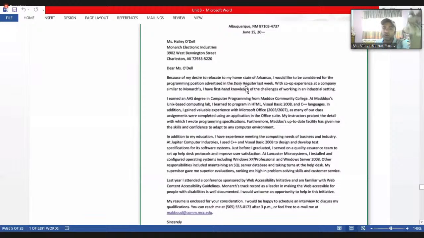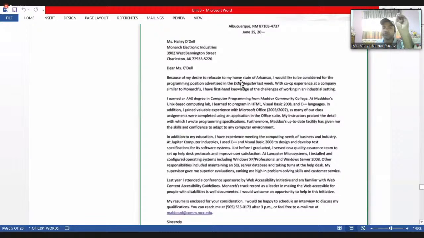So how did you come to know about the vacancy? It was advertised in Daily Register last week. "With co-op experience at a company similar to Monarchs, I have first-hand knowledge of the challenge of working in an industrial setting." And what kind of duty you can do there, that also you can mention. Okay, so main thing is, how did you come to know about the vacancy?